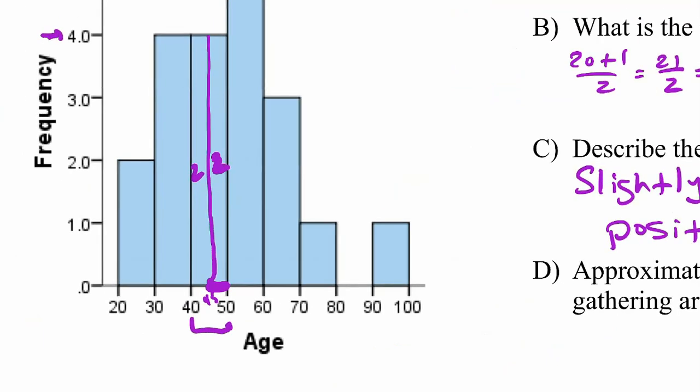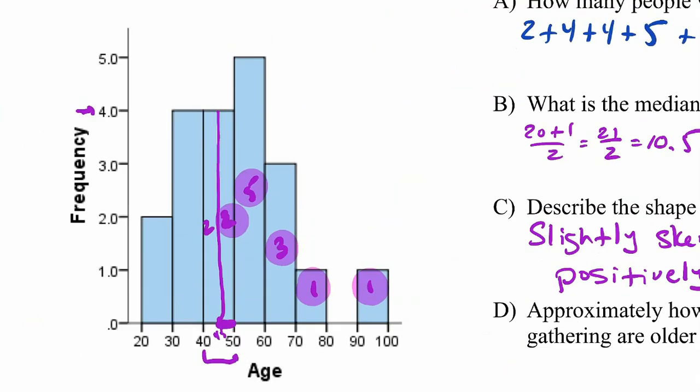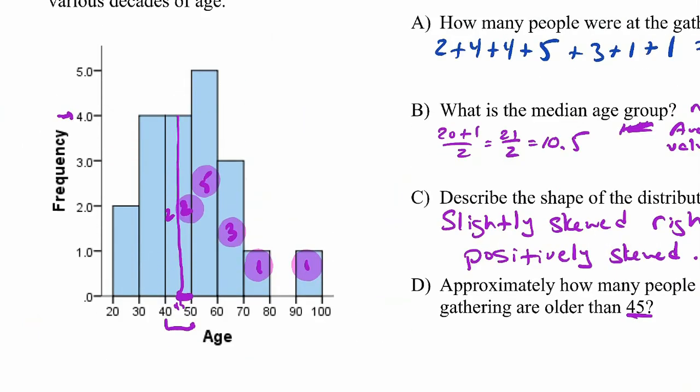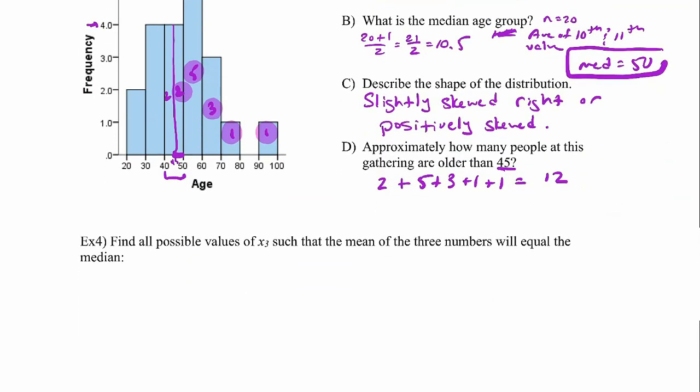So these 2 people plus these other 5, plus these other 3, plus this 1, plus this 1. Here are the total number of people approximately that would be over 45 years old. So half the 40 to 50 interval, and then the rest of these intervals as they were, and we're looking at about 12 people approximately. Next examples combine the idea of both mean and median, really just some practice algebraically.